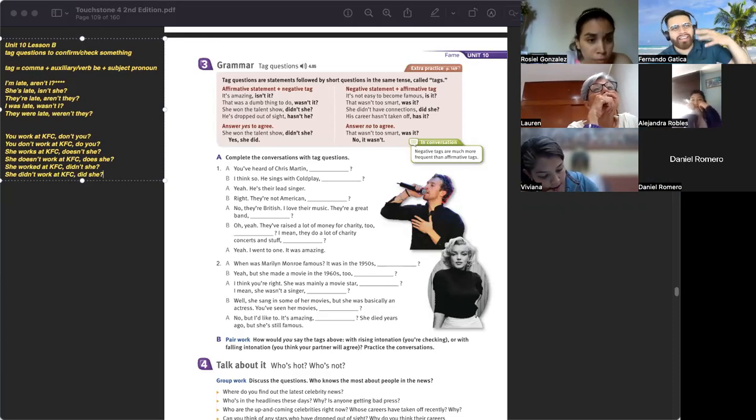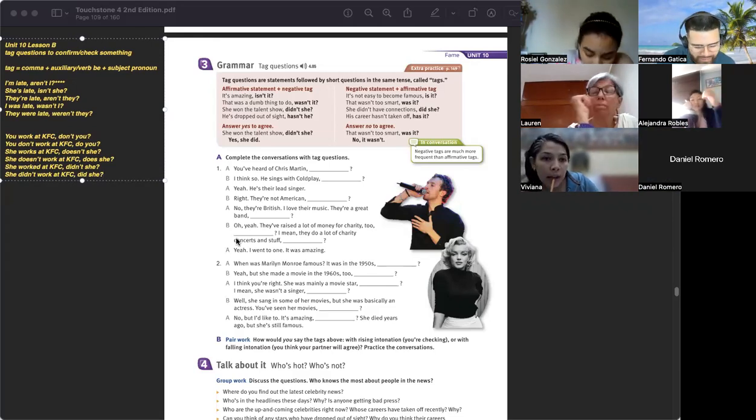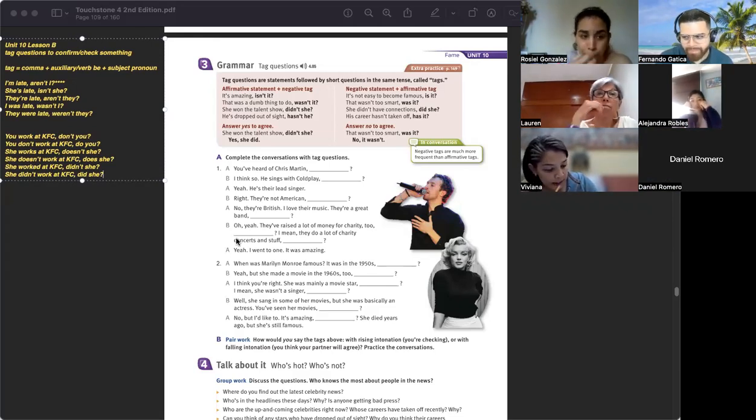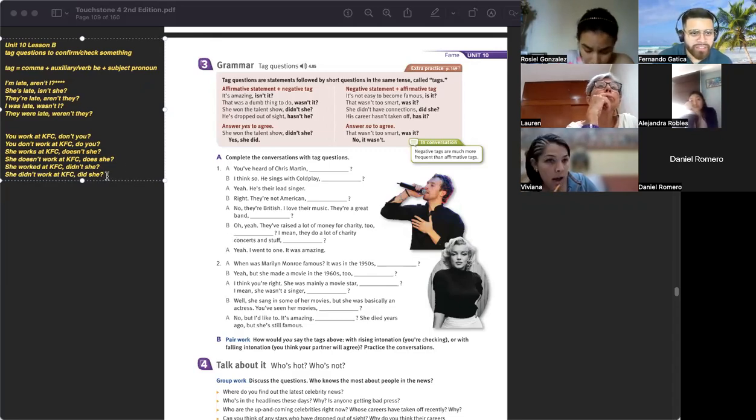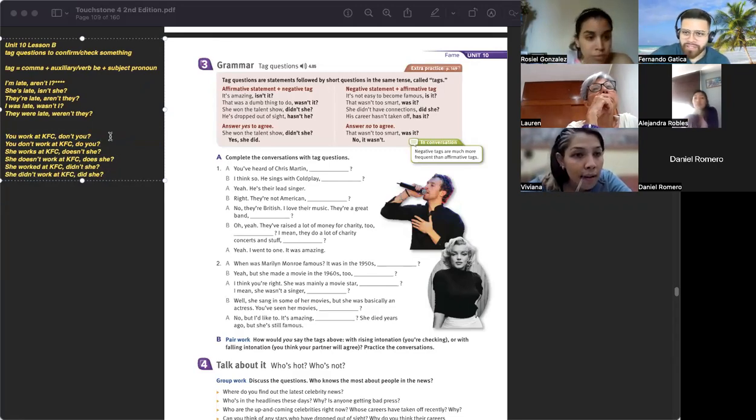Remember, tags are like saying yes or no. No, you work at KFC. No, you don't work at KFC. Yeah, but it's kind of unintelligent to say yeah and no in English after these questions. It's much better to use tag questions. In English, you can say yes, you work at KFC, or no, but it's not the same. It's not as educated as the tag questions. So it's much better to use the tag questions.